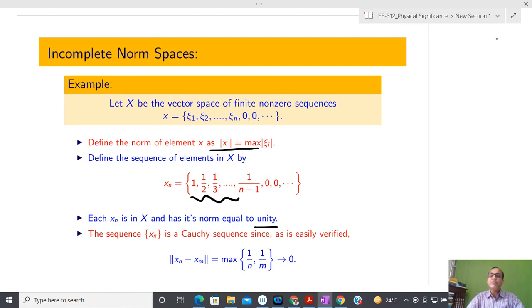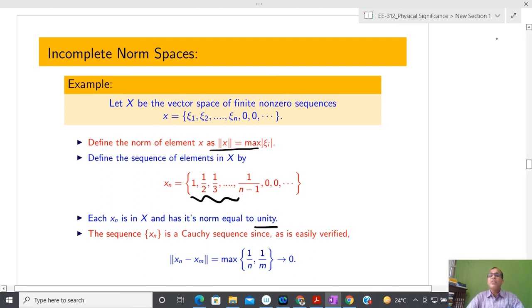Due to that reason, whenever you are solving some problem, you have to know what kind of space is involved and what kind of norm is involved, because every norm gives you a new notion of distance in that space.